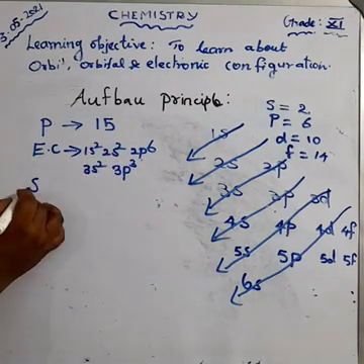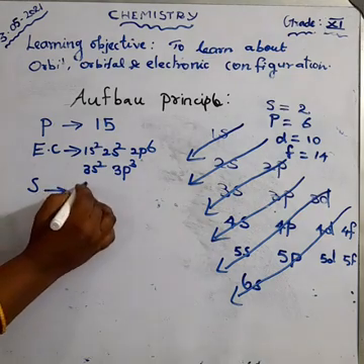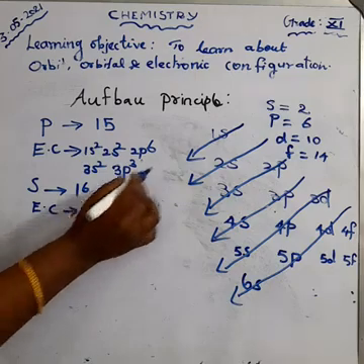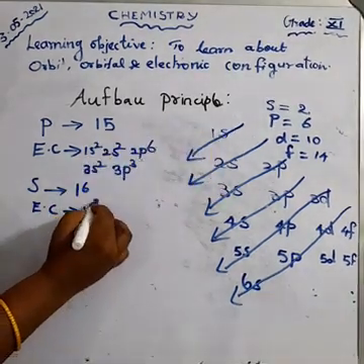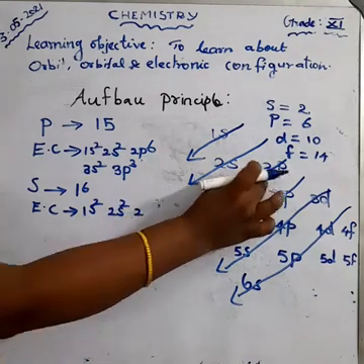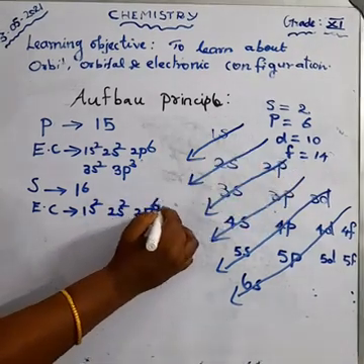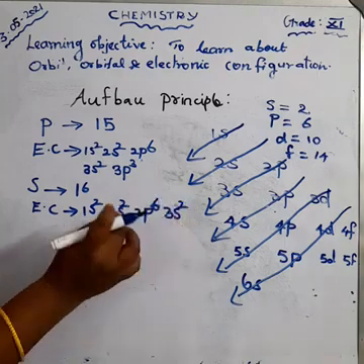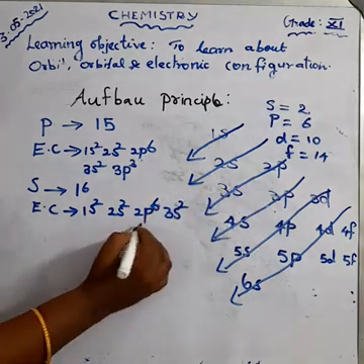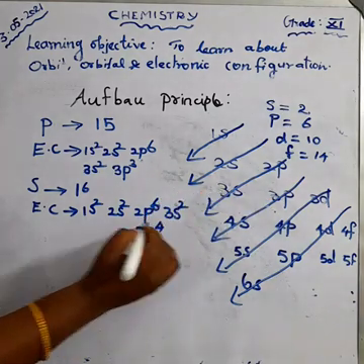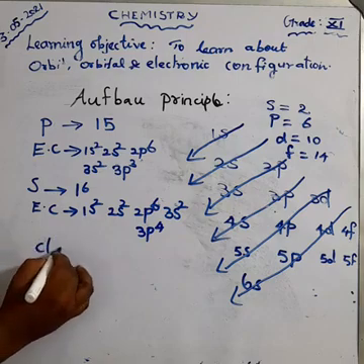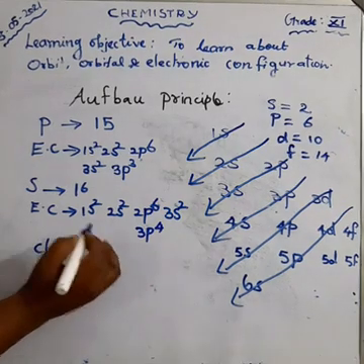And then sulfur. Sulfur, atomic number 16. So electronic configuration for sulfur: 1s2, 2s2, 2p6, 3s2, and the remaining 4 electrons are there. 4 electrons we can occupy 3p4. Okay. And then chlorine, atomic number for chlorine 17.